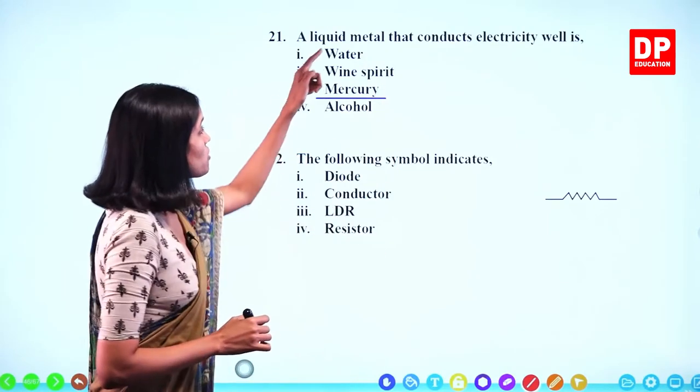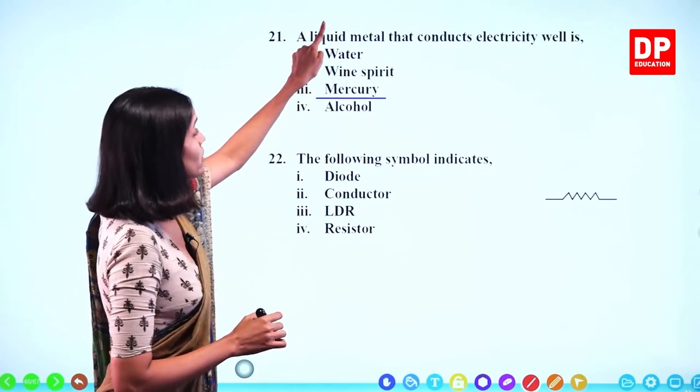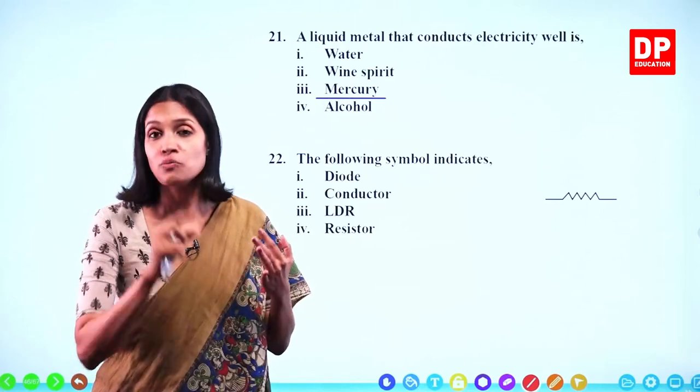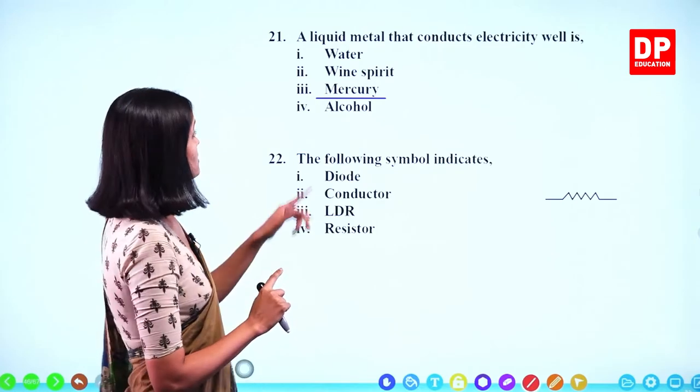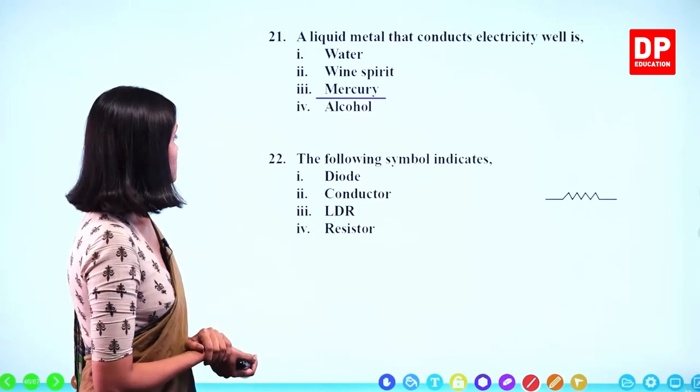Water also conducts electricity, but the question asks for a liquid metal. It should be a liquid, and at the same time it has to be a metal. Both conditions should be there. So, the answer is mercury.